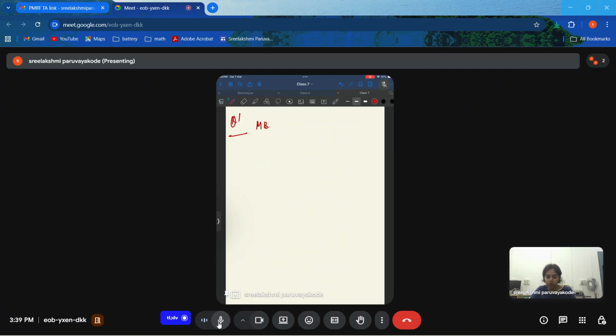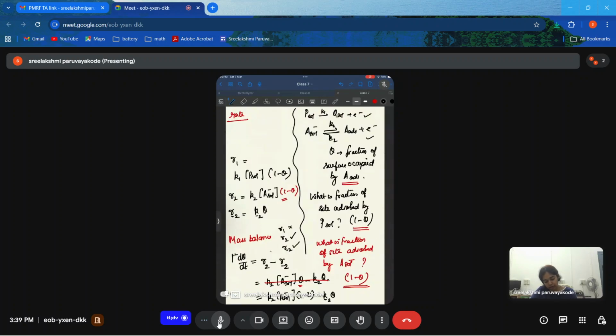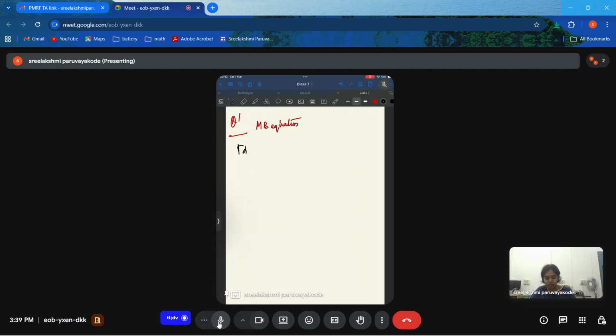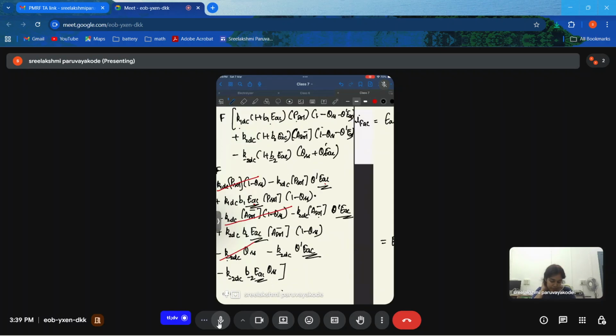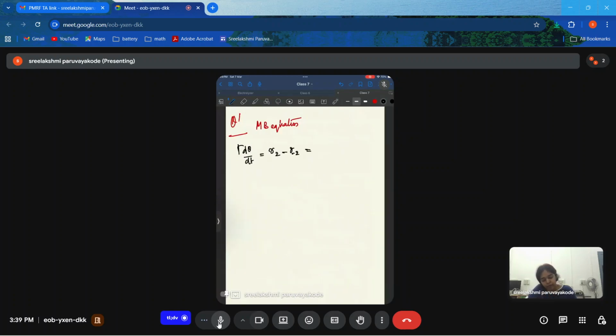So how to do it? You have to go for the mass balance equation. That is gamma d theta by dt is equal to R2 minus R minus 2, which is K2 A solution, 1 minus theta, minus K minus 2 theta. So now how to find out? We have to substitute for theta. That is gamma j omega theta dash EAC.